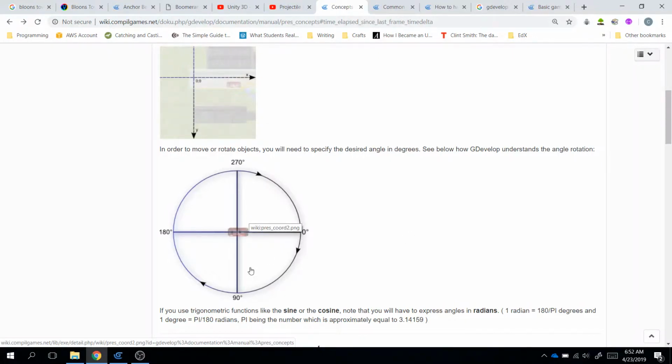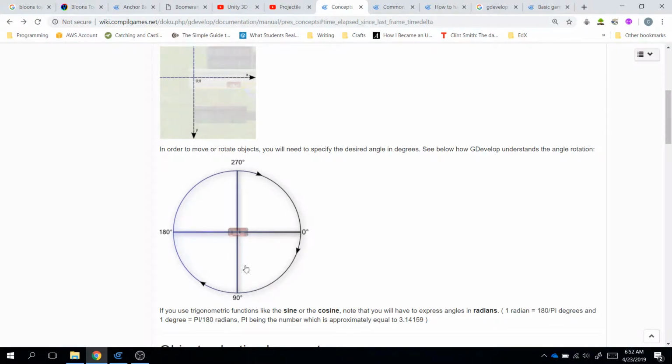So sine of 90 is 1, which is positive, which is down in comparison to my object. So it should be higher. So that's why, in my opinion, GDevelop made it this way.